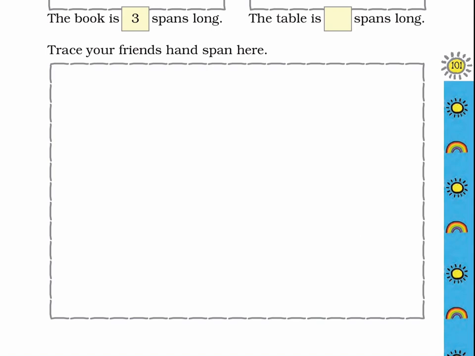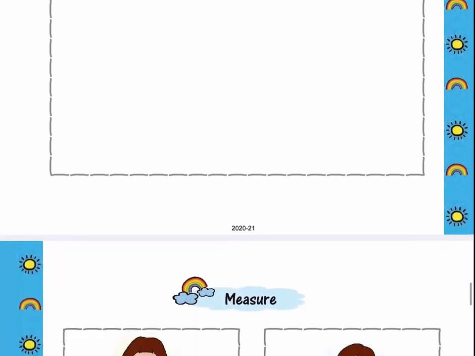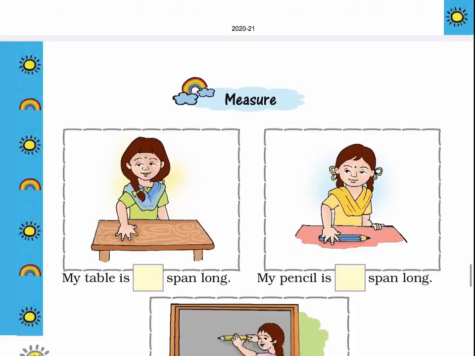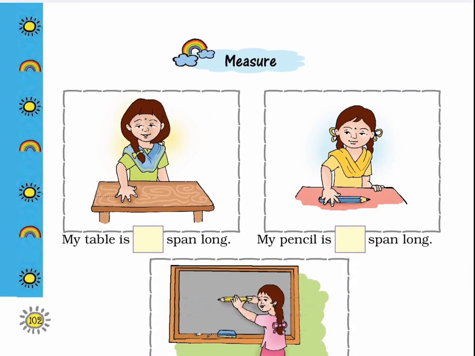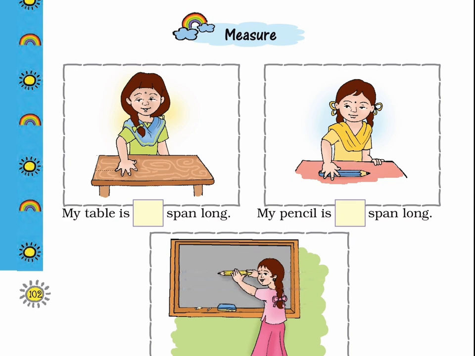Page 102. Measure. This page has 4 pictures. Each picture has a question. Picture 1 shows a girl measuring the table with her hand span. Question 1. The table is dash spans long. You have to measure your table with your hand span and fill the dash.